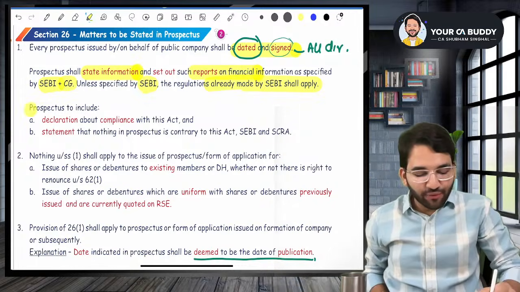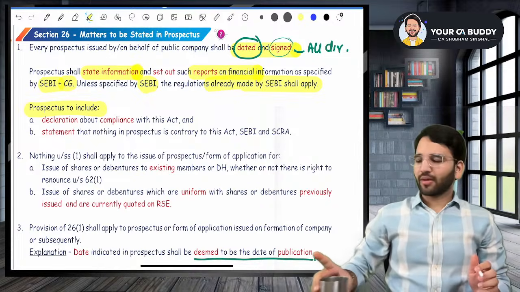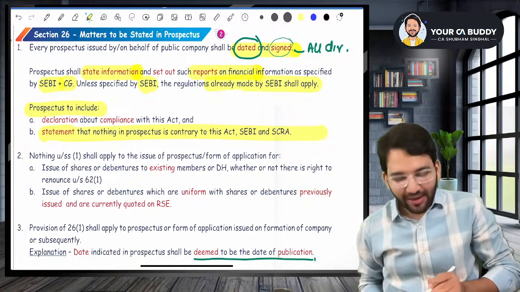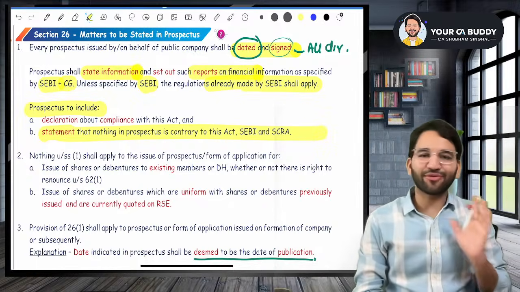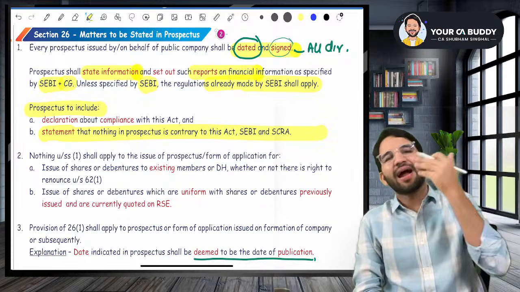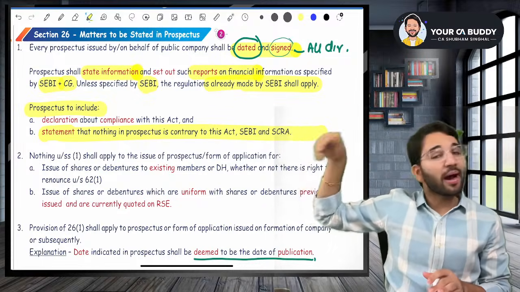More importantly, you will have to write two things. Number one, a declaration that all the compliances are done. You have complied with this act completely, that declaration you will have to give, and a statement that nothing in this act is contrary. So these are the things that you have to follow about a prospectus.